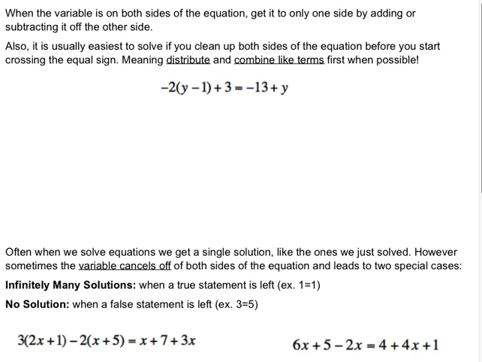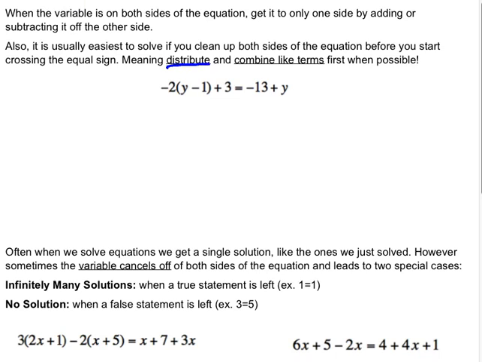Now, of course, it can get a little bit messier, and I've already kind of alluded to some of the things that you have to do. When you have equations that are messier, it is important that you clean up both sides first. Cleaning up both sides first entails two things.